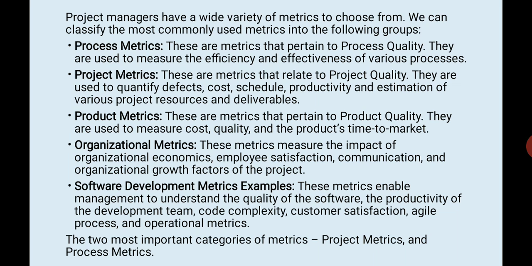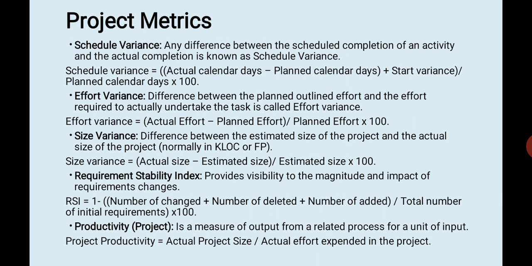Next, we come to organizational metrics. These metrics measure the impact of organizational economics, employee satisfaction, communication, and organizational growth factors of the project. Next are software development metrics. These metrics enable management to understand the quality of the software, the productivity of the development team, code complexity, customer satisfaction, agile process, and operational metrics. The two most important categories are project metrics and process metrics. First, we see project metrics.